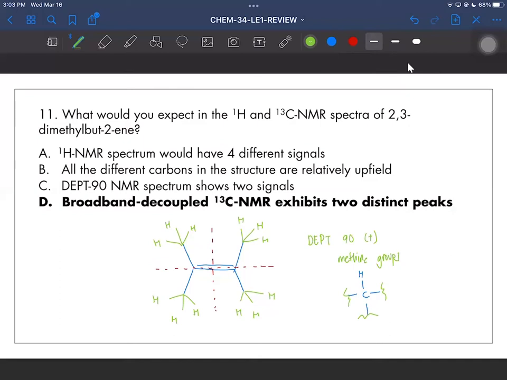So we're left with letter D: its broadband decoupled NMR spectrum exhibits 2 distinct peaks. And that's correct, since we have 2 different carbons: the methyl carbon here, and also the alkene carbon here. So we have 2 types of carbons and it would exhibit 2 distinct peaks in its CNMR spectrum. So letter D is the answer for number 11.